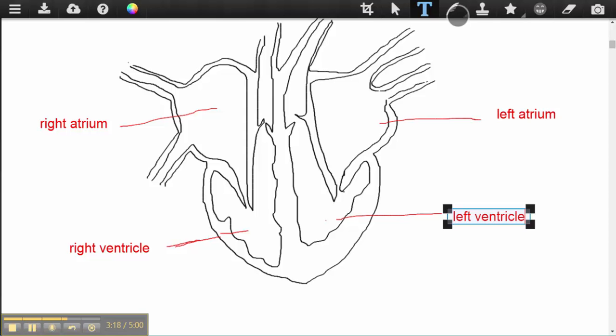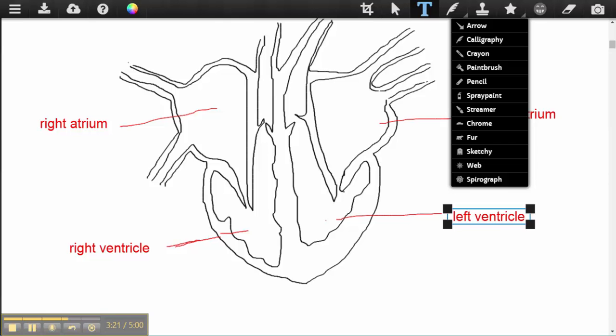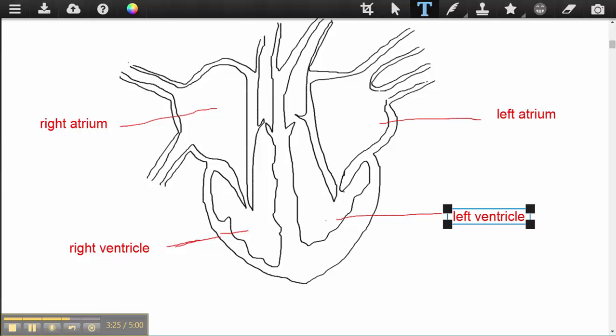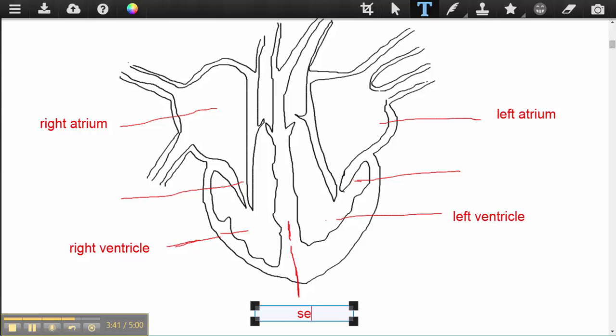Now, there are three things that separate these chambers. First is the septum. The septum is a wall that separates the right and left side of the heart, so that blood never flows directly from the right to the left side. It never flows that way.